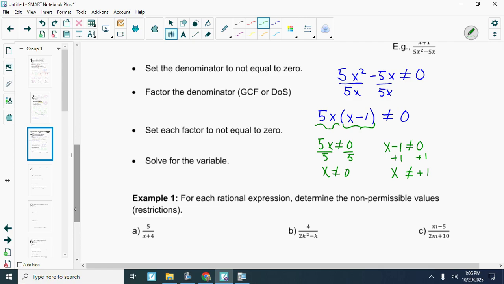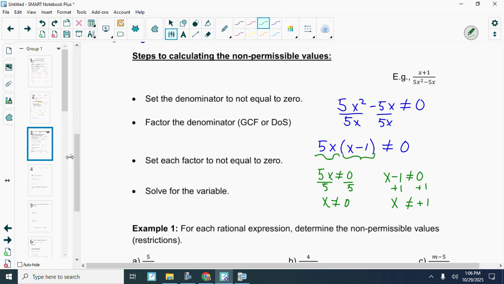Let's go back and see why. If x was equal to 0, in my original question, if I substituted x is equal to 0, I'd have 5 times 0 minus 5 times 0. So 0 minus 0 is 0, and I'd have a 0 on the bottom. We can't have that, so that's why x is not allowed to be 0. What if we substituted in 1? 5 times 1 squared is 5, minus 5 times 1, that's 5. 5 minus 5 is 0. We can't have that, so that's why x is not allowed to be equal to 1 either.